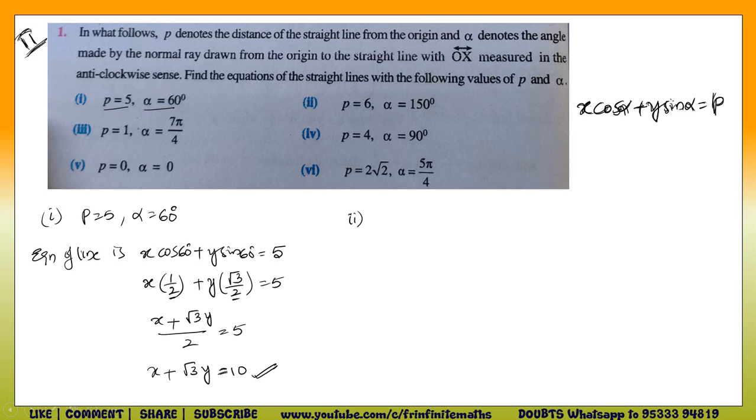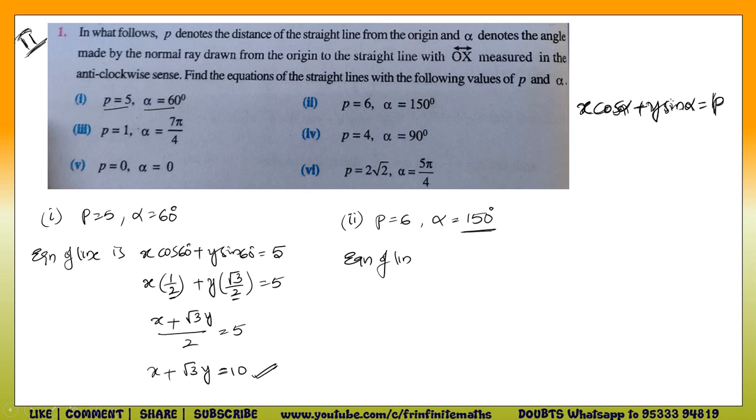Let's move on to question number 2. Here the perpendicular distance is 6 and alpha is equal to 150 degrees. 150 degrees means it is moving in the second quadrant, right? Now let's see the equation of the line.